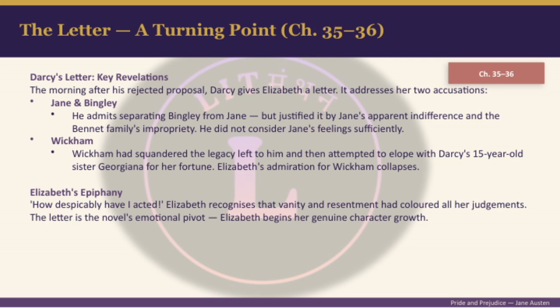Then Darcy turns to Wickham. He exposes Wickham's true nature, how he squandered his inheritance and then tried to elope with Darcy's young sister Georgiana for her fortune. This revelation causes Elizabeth's admiration for Wickham to collapse, shifting her perceptions dramatically.